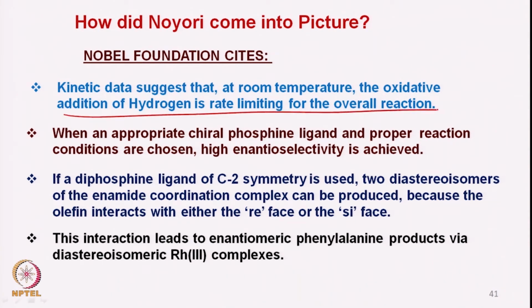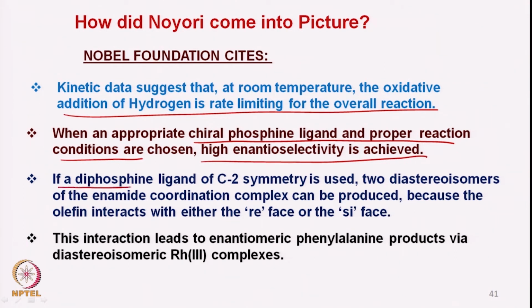So, this was just of the various kinds of work that Noyori has done, it suggests that this is what is the rate limiting step. When an appropriate chiral phosphine ligand and proper reaction conditions are chosen, high enantioselectivity is achieved. This is what Noyori has really addressed.